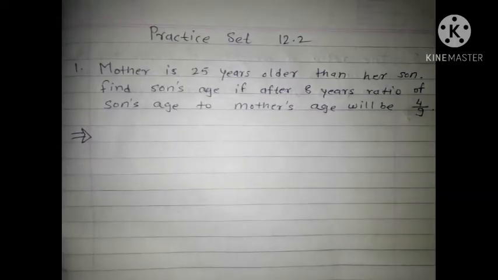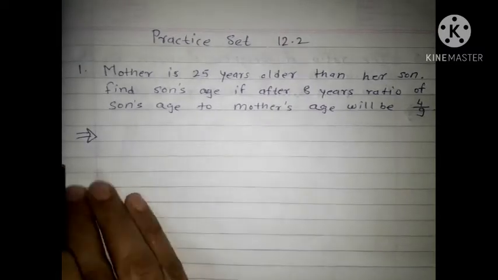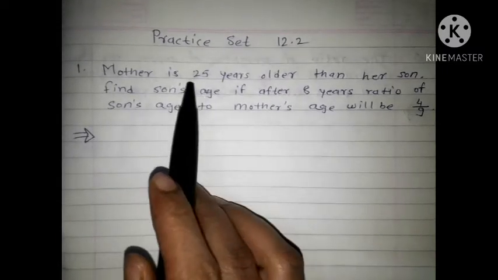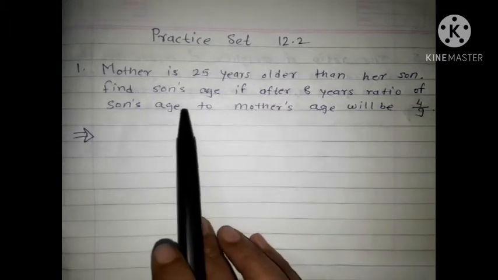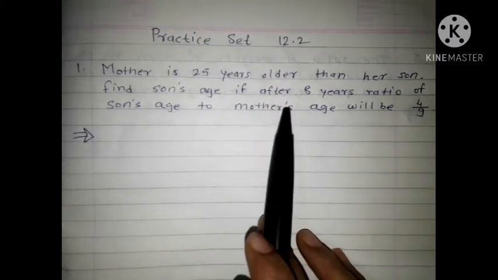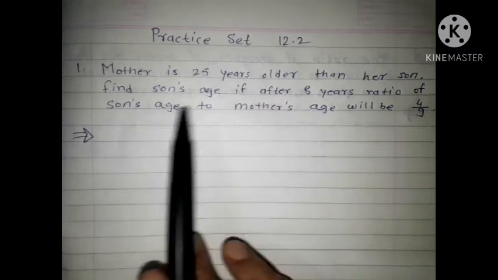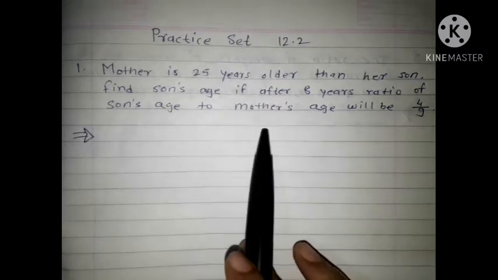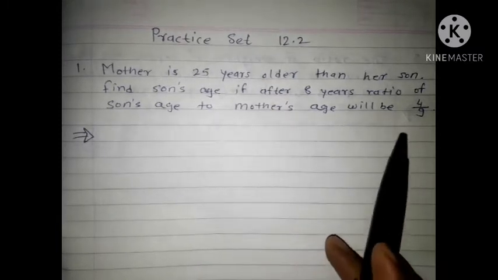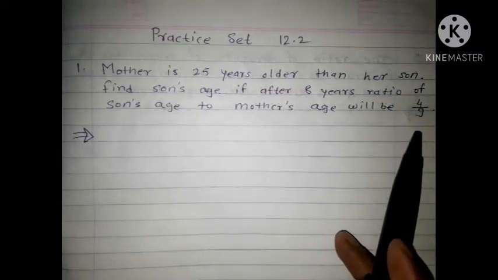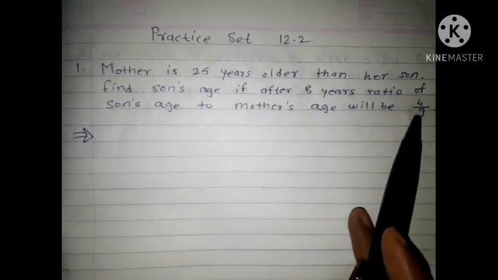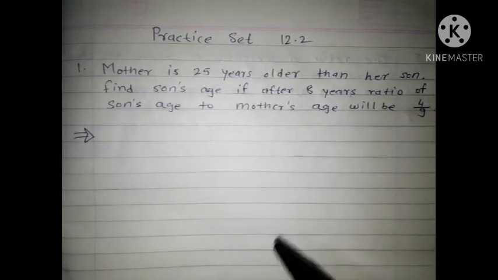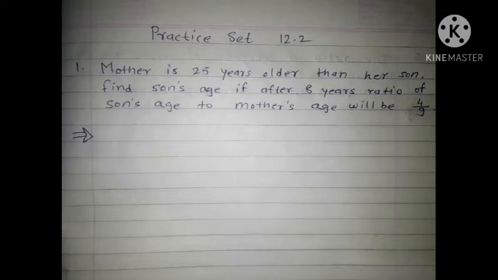Practice set 12.2. First question. Mother is 25 years older than her son. Find son's age if after 8 years ratio of son's to mother's age will be 4/9. The ratio will be 4/9, and mother is 25 years older than her son.